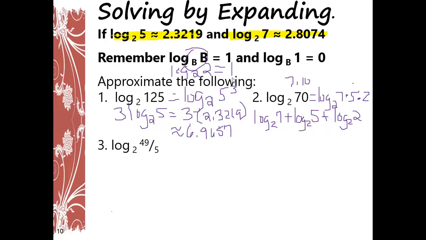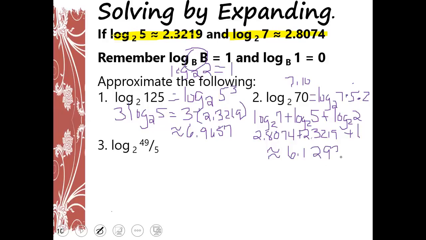So I'm going to substitute in the decimal approximations, and I get 2.8074 plus 2.3219 plus 1. And when I add those together, I get an approximation of 6.1293.